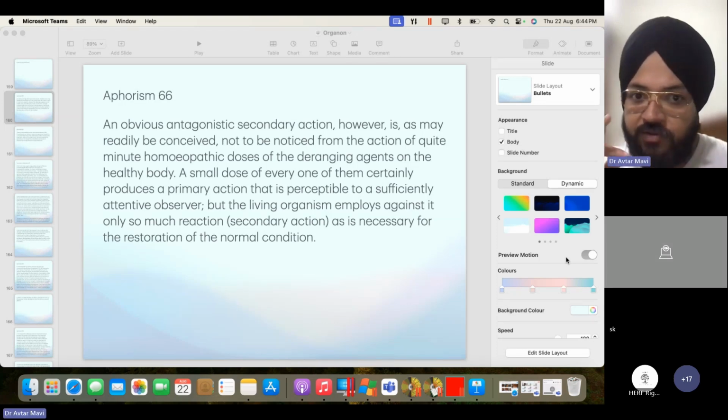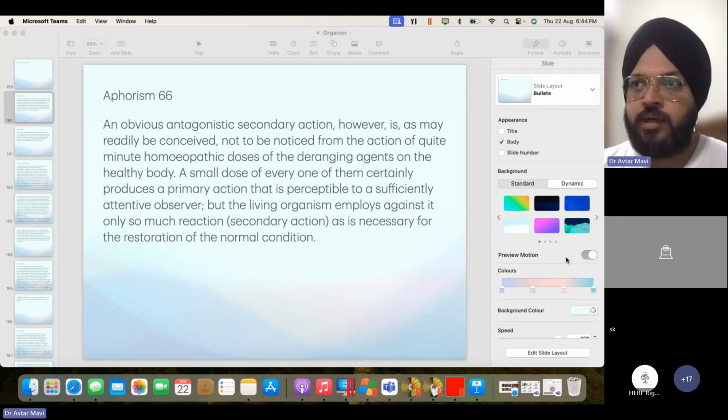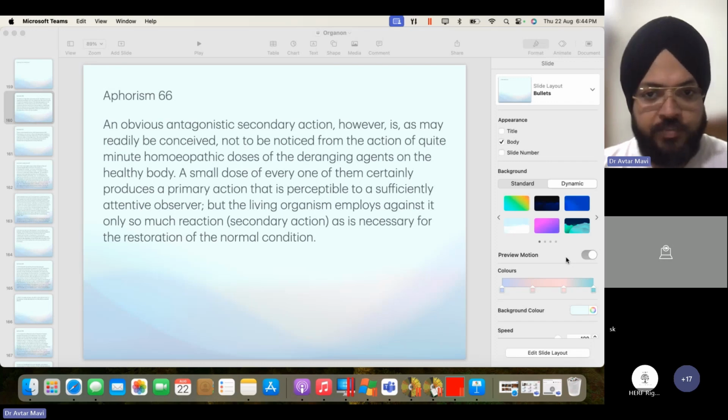So the life force is always acting antagonistically. It is a very common phenomenon which is seen. Maybe we don't give much importance to it, maybe we don't see it consciously. We are not attentive, we are not aware of it. But it is always happening.